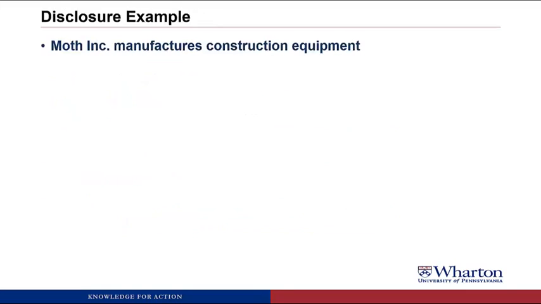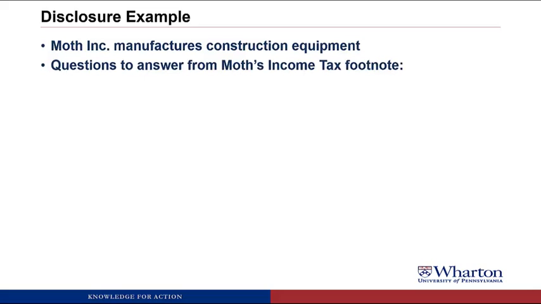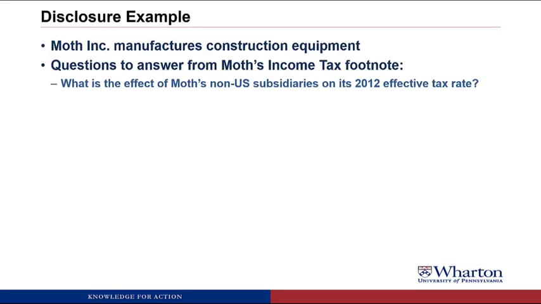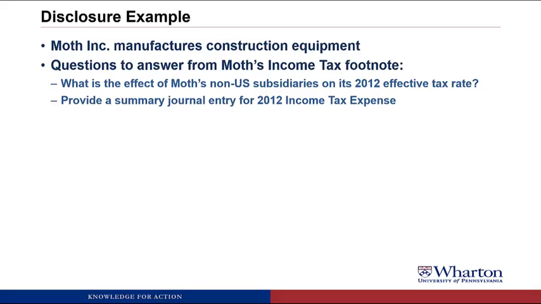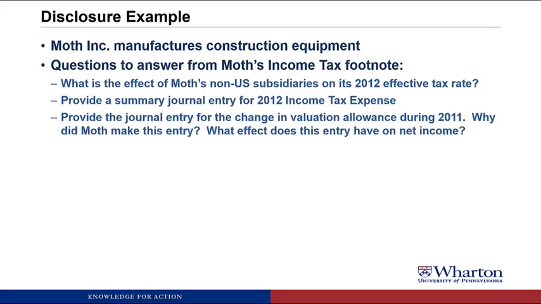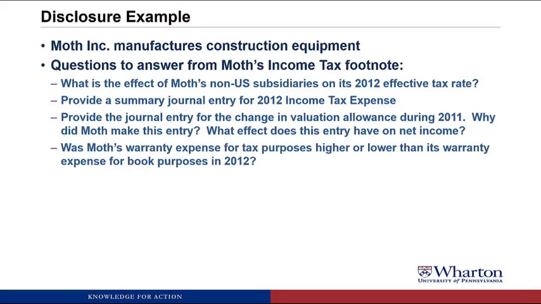So the company that we're going to look at in our disclosure example is Moth Incorporated, which manufactures construction equipment. The questions we're going to try to answer from the footnote disclosure are, what's the effect of Moth's non-US subsidiaries on its effective tax rate? We're going to try to do that summary journal entry for income tax expense, where we do income tax expense, income tax payable, and all the deferred taxes. We're going to do a journal entry for the change in valuation allowance during 2011, talk about why Moth made the entry and what that entry's effect on net income is.